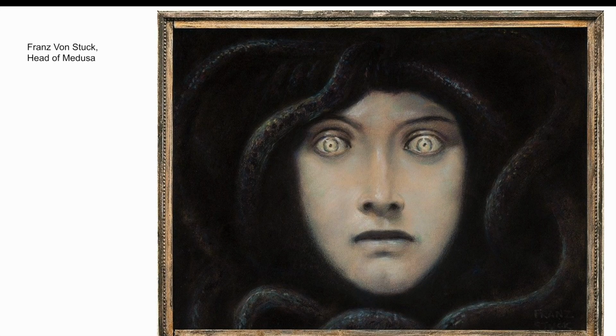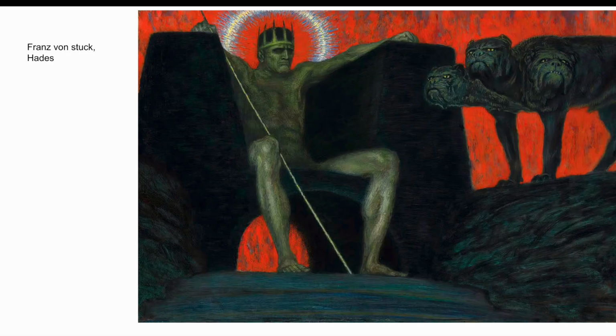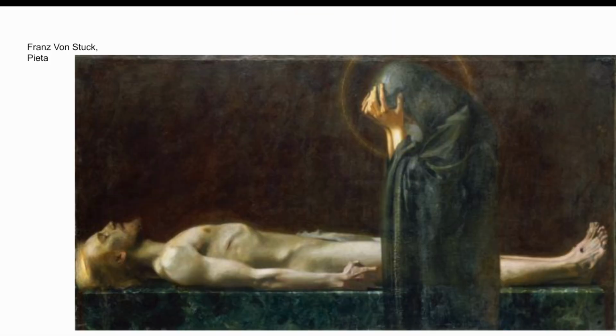All right, another Franz von Stuck, Head of Medusa. This one is a really beautiful one. Another Franz von Stuck, Wind and Wave. So we have this fellow here as the wind, and this woman is the wave. Right, Hades, and the Pietà.